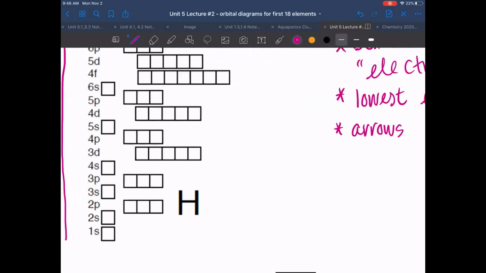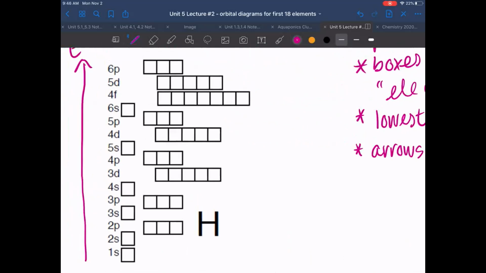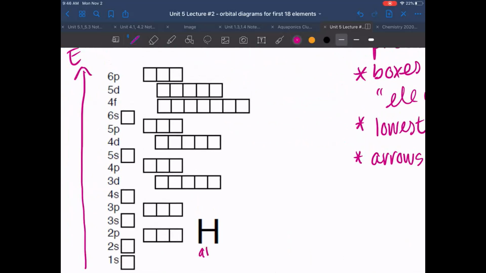Now, hydrogen has the atomic number of what? Awesome. So it has one proton, and in order to be neutral, what does it also have? One electron. So that means we only have one electron to fill in. The key here is that we fill from the lowest energy first, so I'm going to put an upwards arrow in this box next to 1s.